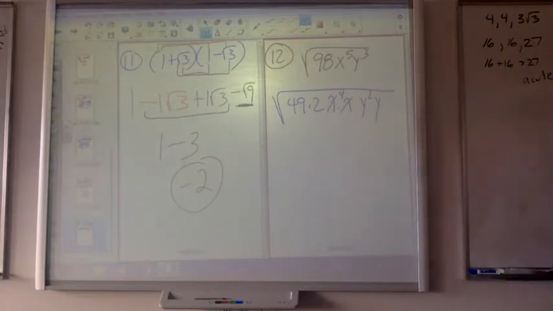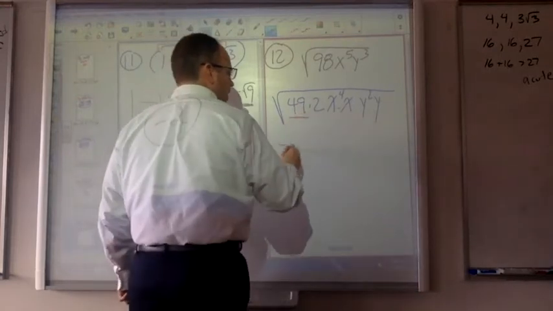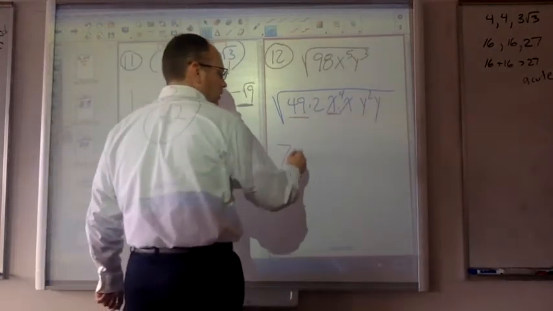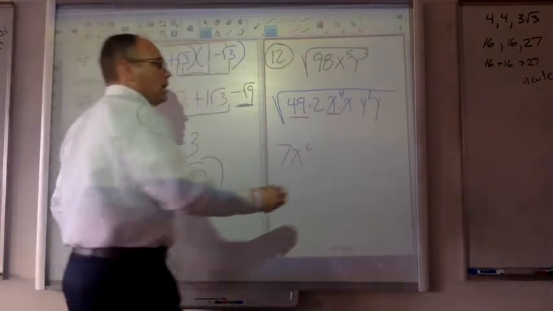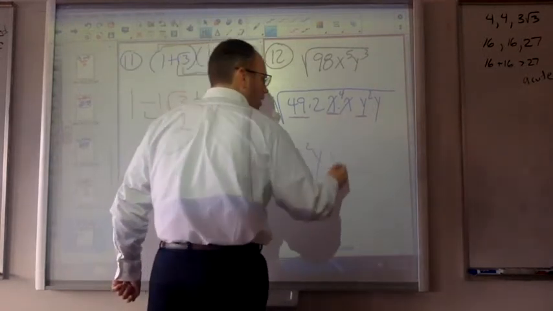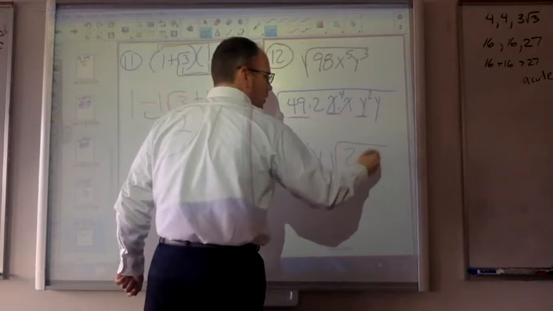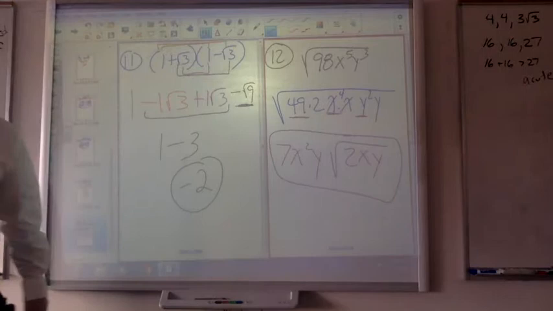So now I have a bunch of perfect squares up there, so we'll underline each one. Square root of 49 is 7. The square root of x to the fourth is x to the second. Remember, you just take half of it when you take the square root of an exponent. And the square root of y to the second is y. Under the radical, I'm left with a 2 and an x and a y. That problem's done.